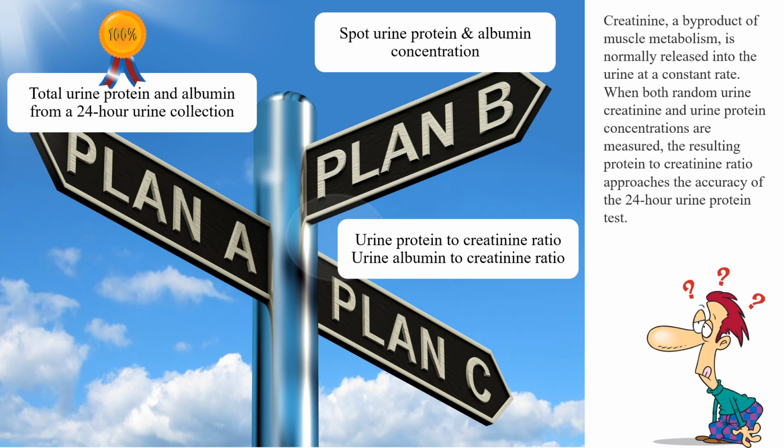For this reason, random urine protein to creatinine and urine albumin to creatinine ratios are commonly used to assess the degree of proteinuria and albuminuria in patients with kidney disease. So how do we use urine protein to creatinine and urine albumin to creatinine ratios to help us assess the extent and source of kidney injury?